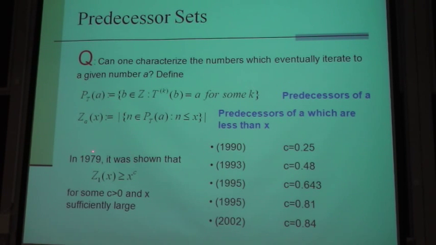And at some point, some people started looking at Z sub 1 of X, that is, what are the numbers which iterate to 1 but are below X? And the question is, could we get this greater than or equal to X to the C for some positive constant C? In 79 it was shown there exists a positive C so that this holds for X sufficiently large. And then in 90 it was sharpened so that I can get an exact value of C, 0.25, and then higher and higher, and this is the best that I know of to date. So we're trying to get these, again, it's like saying how much of the tree do I know will be coming down to 1.